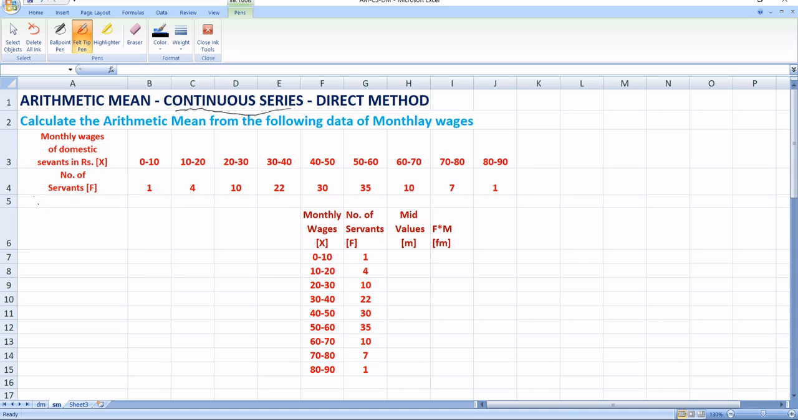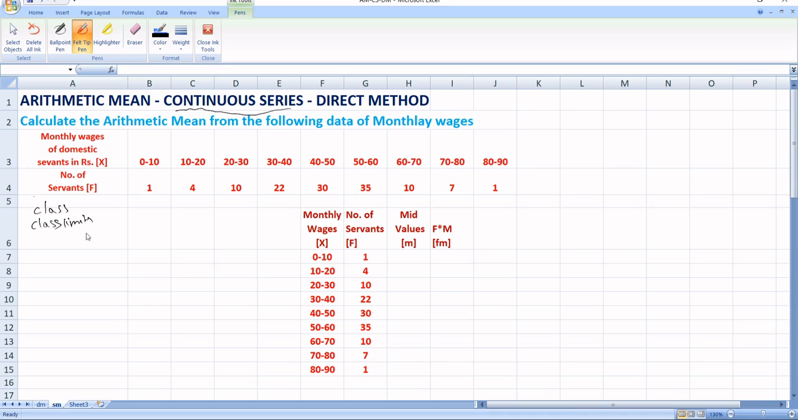Number one is class. Each stated interval into which continuous variables get classified is a class. Say for example, 0 to 10. So whatever figure comes in between 0 to 10, that will be entered opposite to that. And next is class limits.